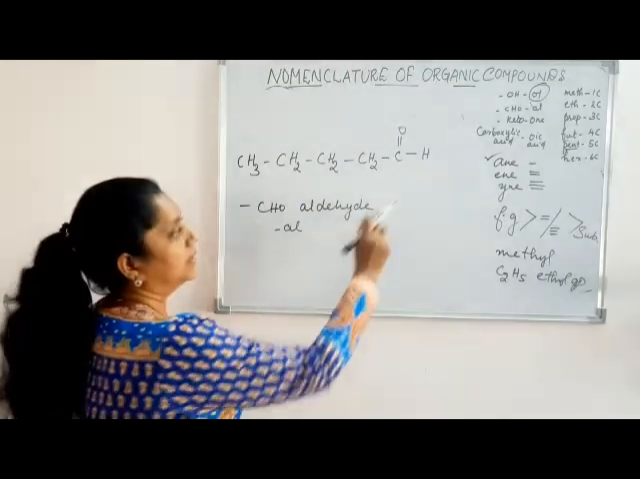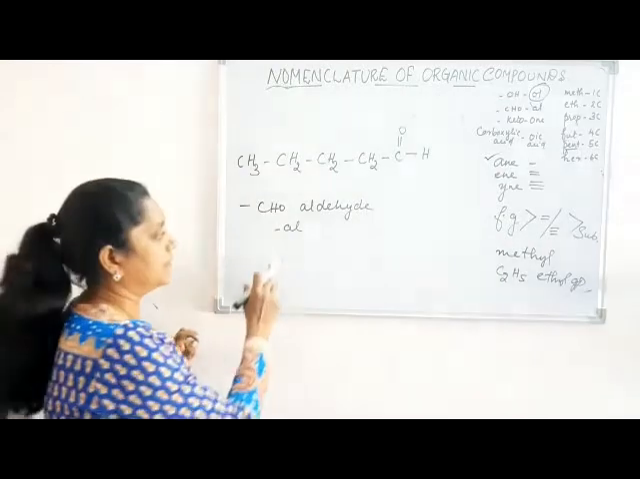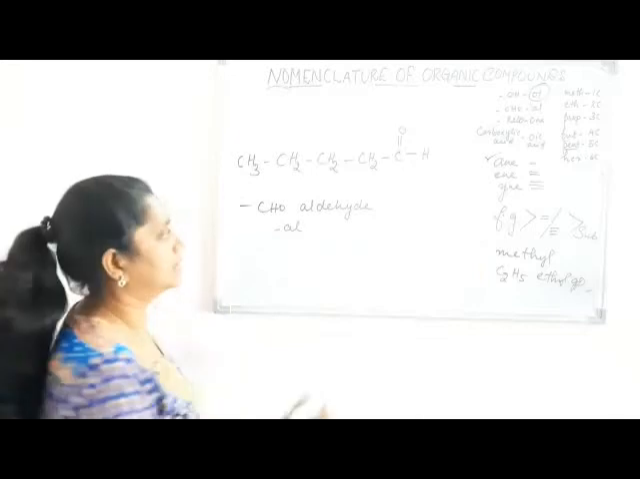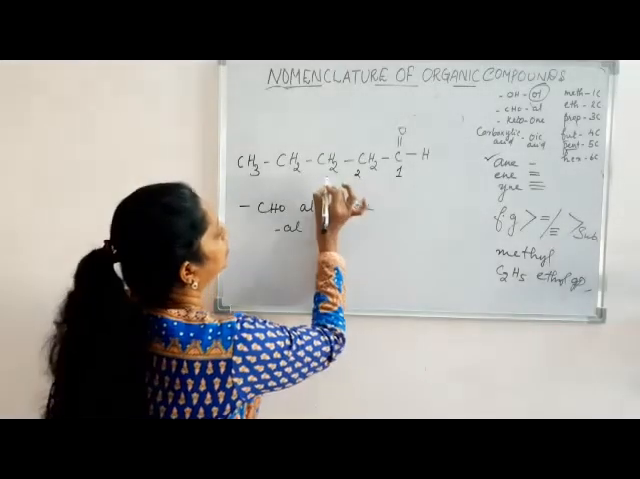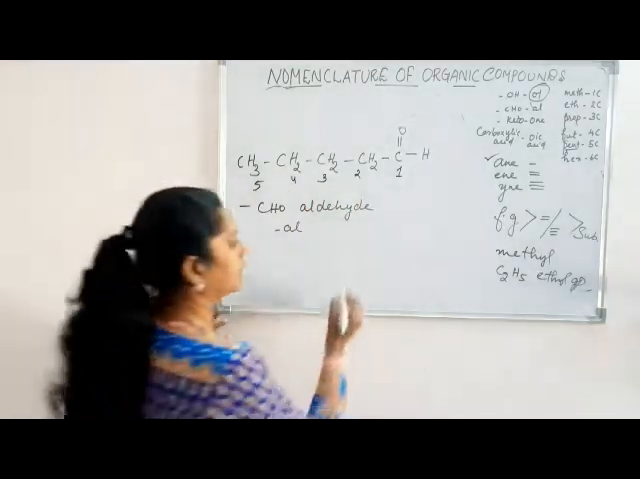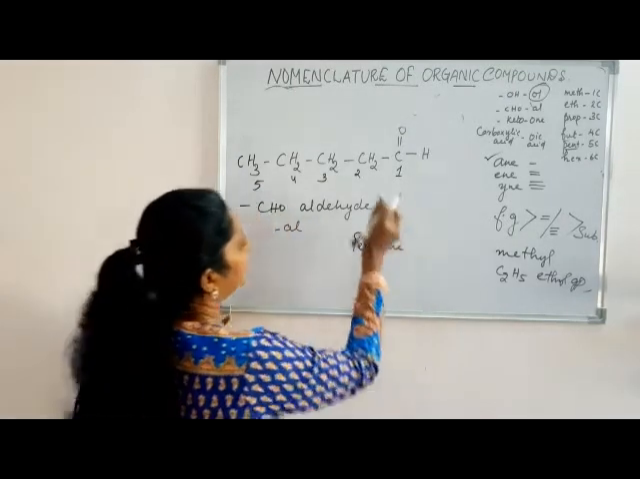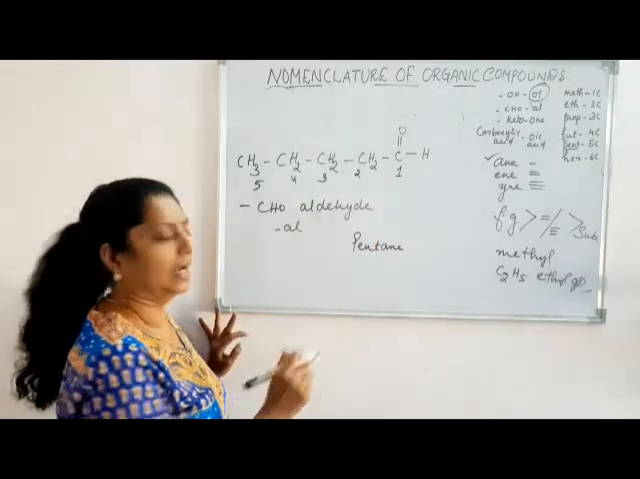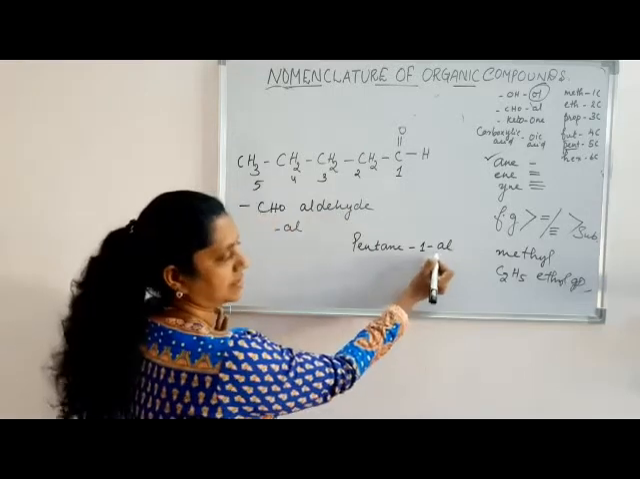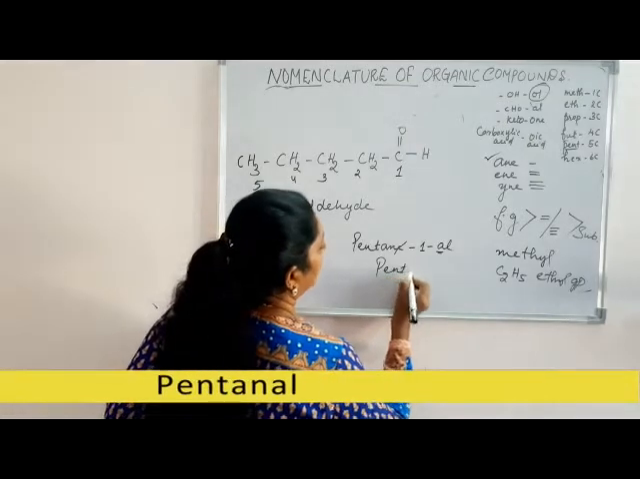In this compound, a functional group is present, that is the CHO group. It is called the aldehyde group and the suffix used for aldehyde is AL. Since a functional group is present, the numbering starts from here. 1, 2, 3, 4 and 5. The word root for 5 carbon atoms is pent. Since all the bonds are single bonds, pentane, and in the first carbon atom is the aldehyde present. So it is pentane-1-al. Since it is a vowel sound, we are dropping the E. So it is pentanal.